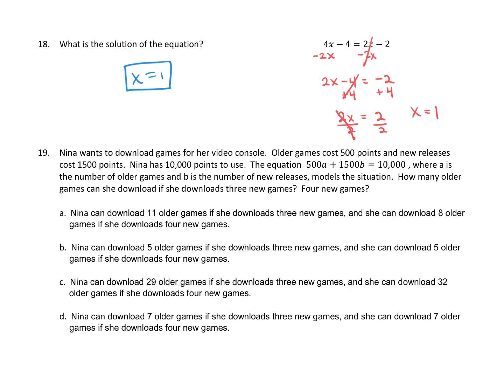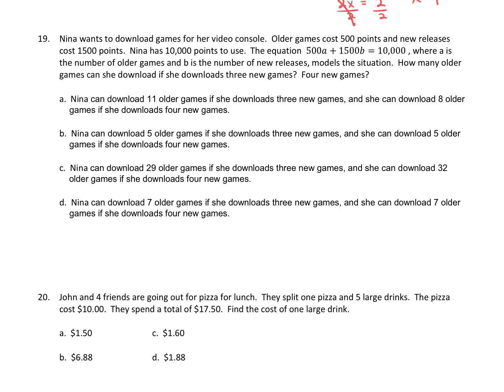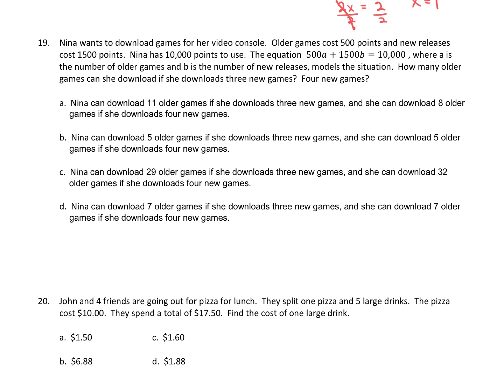All right, so excited about word problems? Number 19, Nina wants to download games for her video console. So by the way, first step of a word problem is to read the word problem. Nina wants to download games for her video console. Older games cost 500 points and new releases cost 1,500 points. Nina has 10,000 points to use.